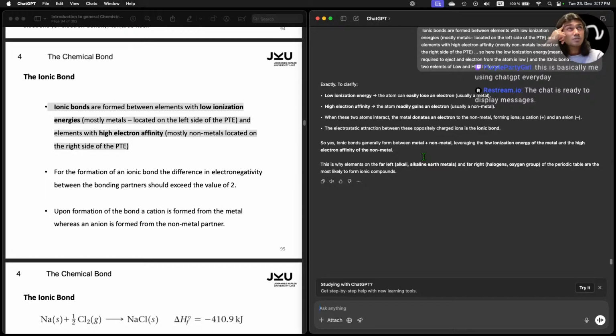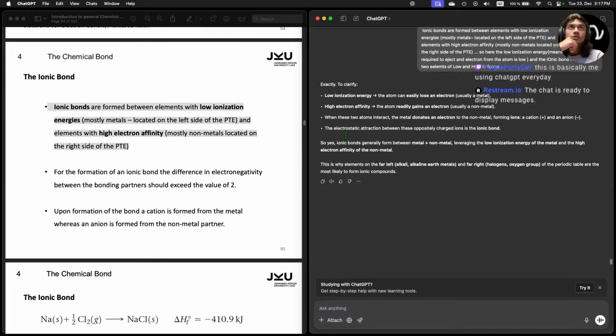Why metal? Okay, okay. High electron affinity: the atom readily gains an electron, usually a non-metal. When these two atoms interact, the metal donates an electron to the non-metal.